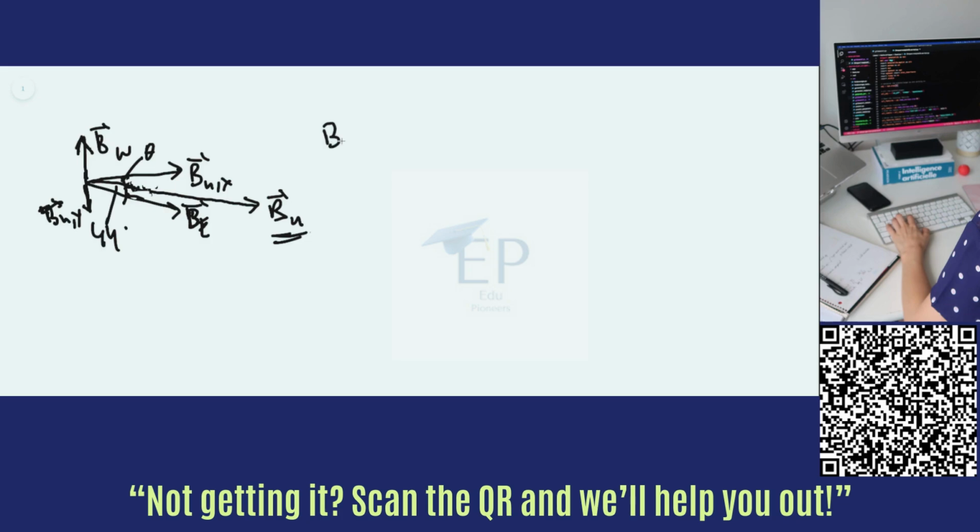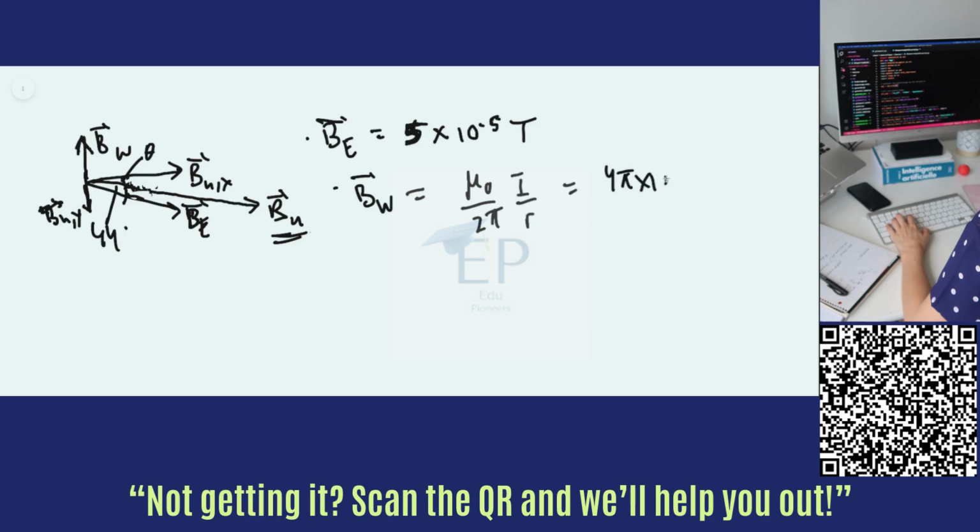So let's get started. First of all, the easy stuff. Earth's magnetic field strength is 5 times 10 to the negative 5 Tesla. The magnetic field due to the wire is mu naught over 2 pi times I over r. So this is 4 pi times 10 to the negative 7 over 2 pi. And so units work out for this one. I'm not going to write them down. Times 24 amps over 0.2 meters.